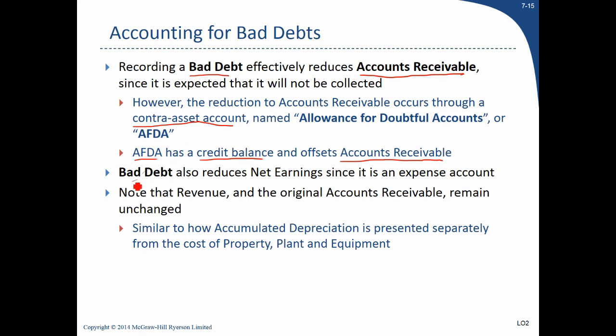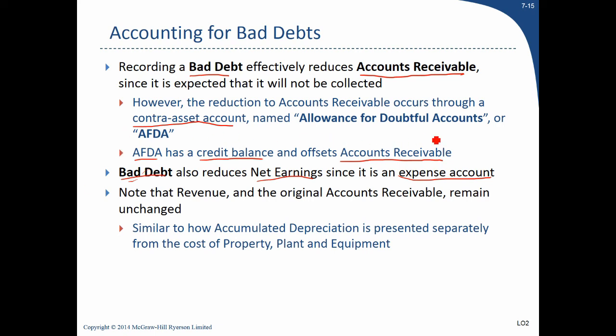Okay, bad debt also reduces net earnings because it is an expense account. We do not debit revenue directly. We debit the bad debt expense. And we'll see how that looks.